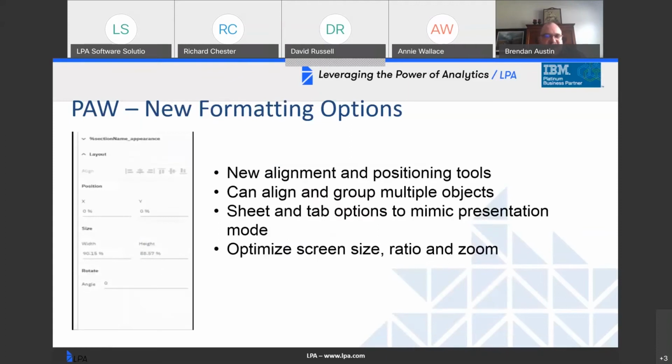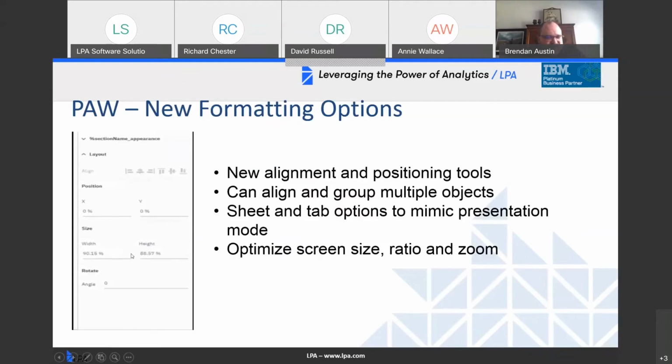So some of the new formatting options that are available, you have new alignment and positioning tools for each object. So you can left justify, center them, top justify, etc. You can specify a position with an X and Y axis.